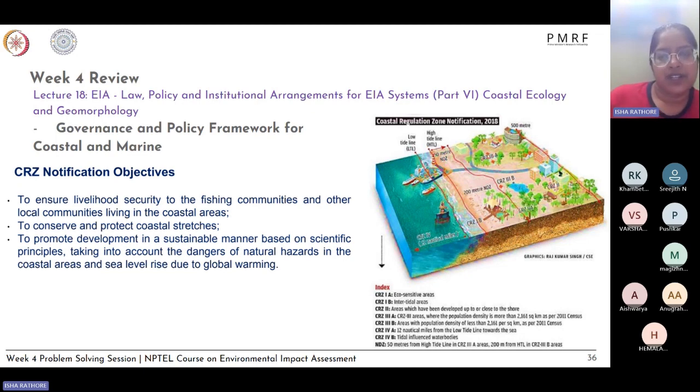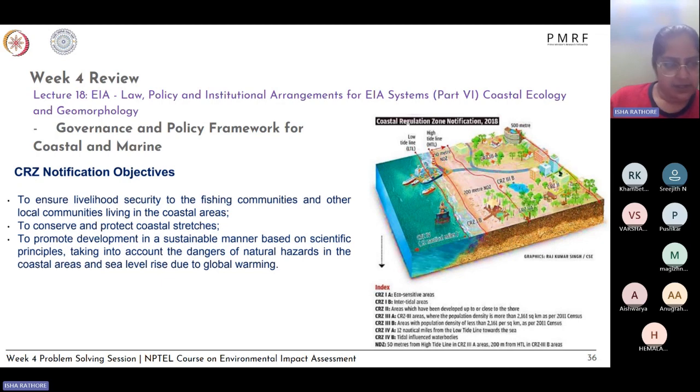So that is why this notification has divided different zones based on the movement of water, and this is to ensure that there's livelihood security for the fisher communities and other local communities which are living in the coastal areas, and also to conserve and protect the coastal stretches. And to promote development in a sustainable manner based on scientific principles, taking into account the dangers of natural hazards in coastal areas and the sea level rise due to global warming. So all of these areas have different regulations and requirements.